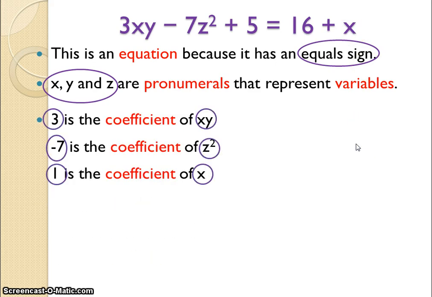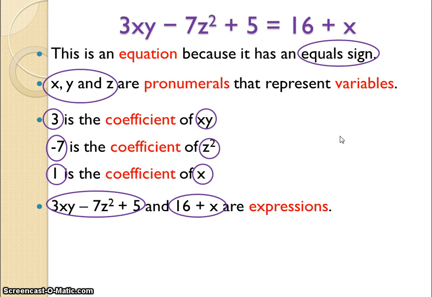There are three coefficients. So the coefficient of xy is 3. The coefficient of z squared is negative 7. So don't forget the negative sign. It's not just 7, it's negative 7. And the tricky one, the coefficient of x, in this case, is 1. Okay? Remember, in maths we don't necessarily do 1 times something, we leave the 1 off. So we just need to remember that there is actually a coefficient for x in this case.